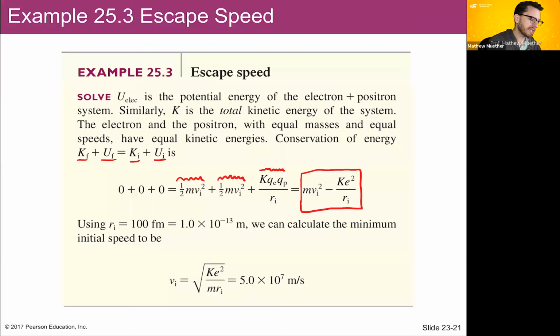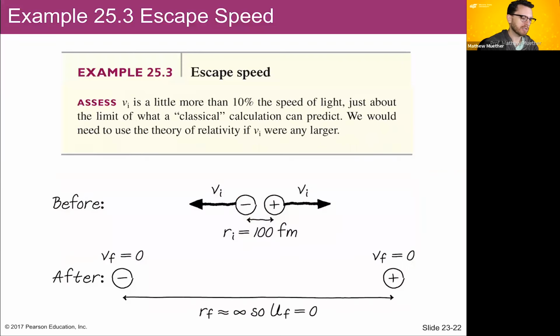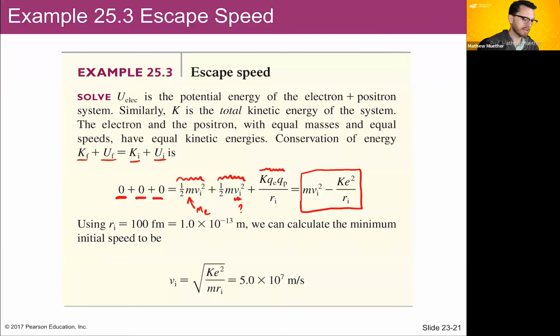And I know that that has to be equal to zero. In the final state, we said they have no potential energy and no kinetic energy, so all those terms are zero in the final state. Okay, and that's basically it. Then we just plug in our known quantities and solve for v_i. They gave us the initial separation. We know what those fundamental charges are and what k is, and we can look up the mass of an electron. The only unknown here is that initial velocity, and we can just solve for that velocity.